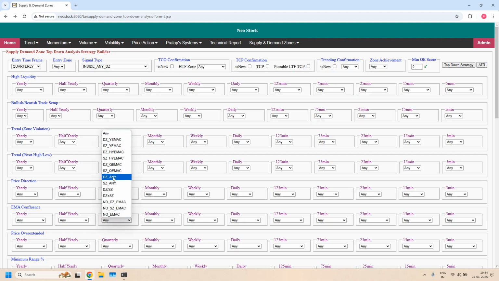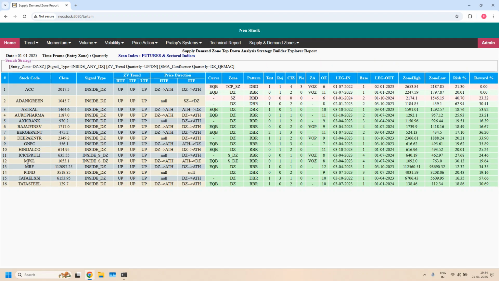I am setting the filter quarterly demand zone having quarterly EMA Confluence, and trend on the quarterly time frame should not be sideways, because EMA Confluence does not make sense in a sideways trend, and its power is useful only when the market is trending. That's why I'm selecting up or down. Let's filter. See, now the list has come down to 16. In all these 16 quarterly demand zones, we have quarterly EMA Confluence.